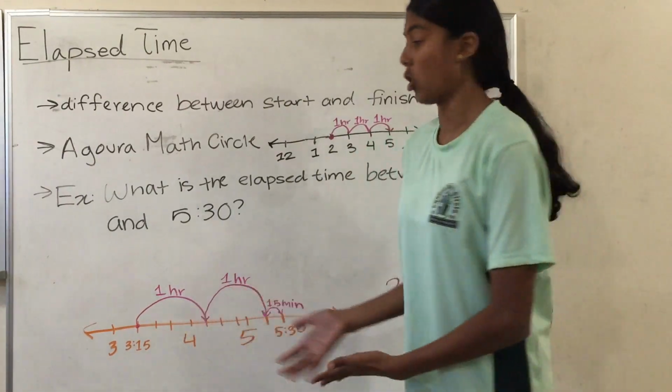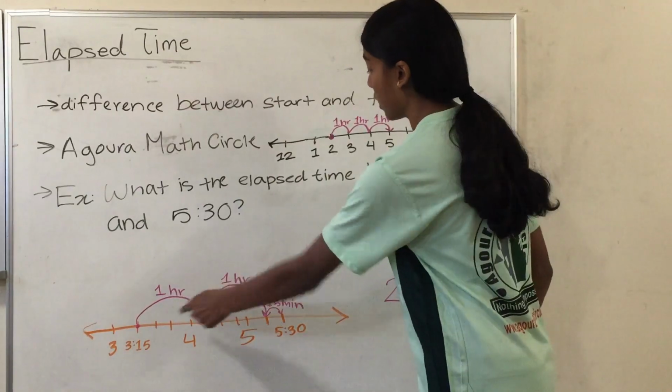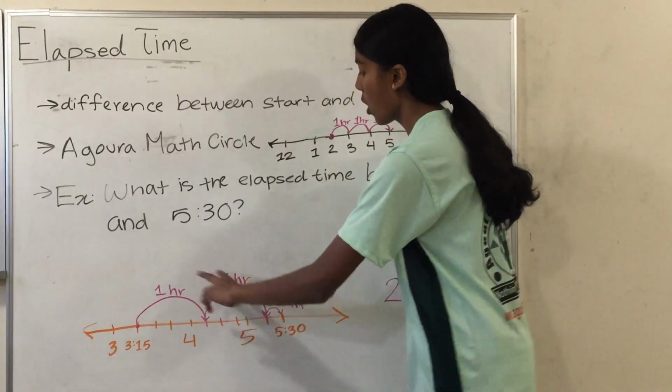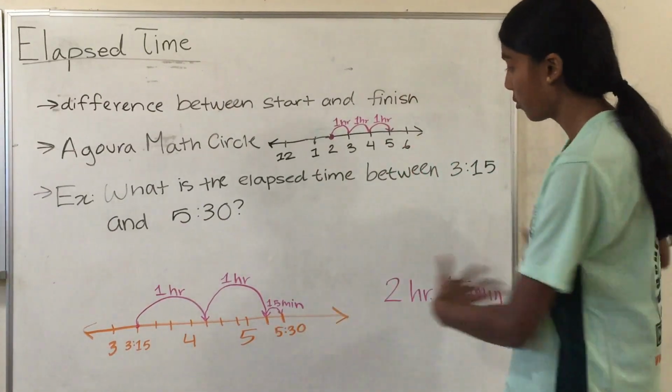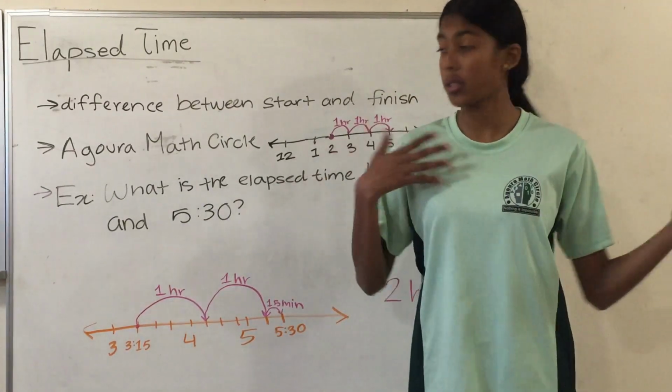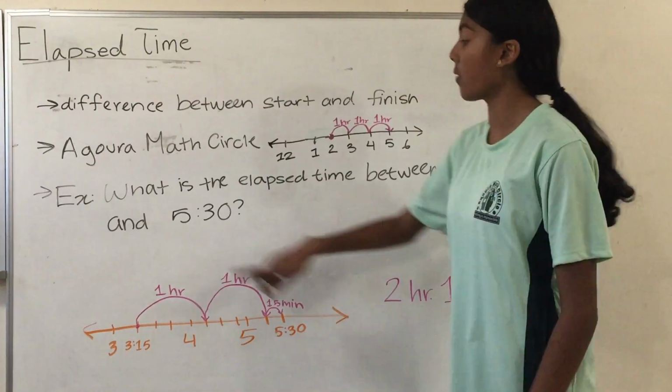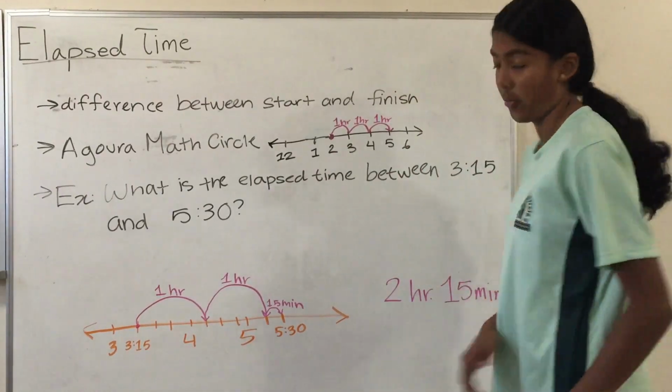is a 15-minute jump. So with these 3 jumps, we have 2 1-hours, which makes up 2 hours, and 1 15-minute, which is 15 minutes. So the elapsed time between 3:15 and 5:30 is 2 hours and 15 minutes.